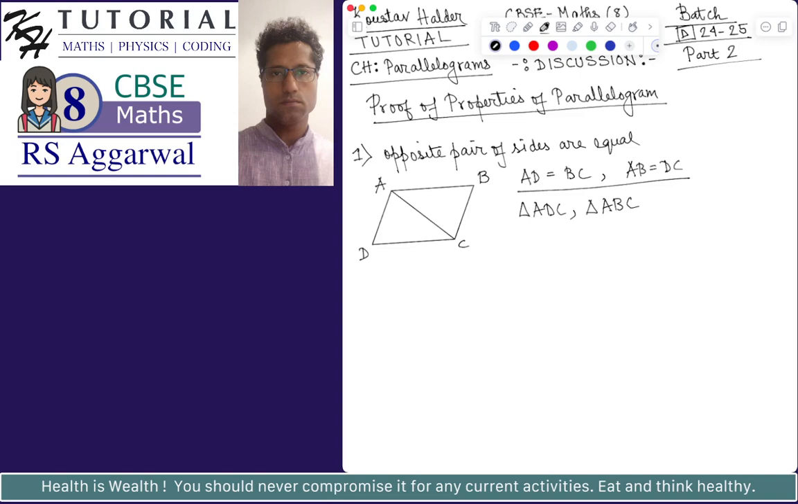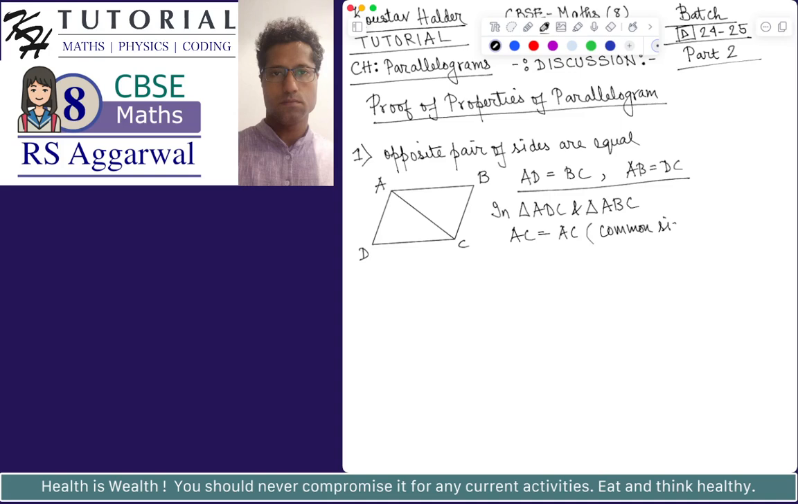Okay. Now, how do we prove that triangle ADC and triangle ABC are congruent? Okay. So in triangle ADC and triangle ABC, we see that AC is equal to AC, that is the common side.